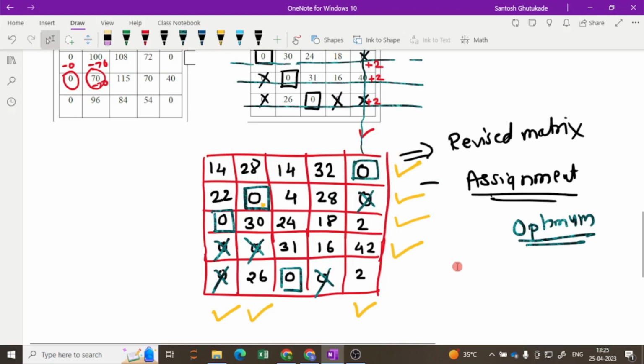So once again I will revise this procedure. What is the procedure? The first step is to mark the row where there is no assignment.